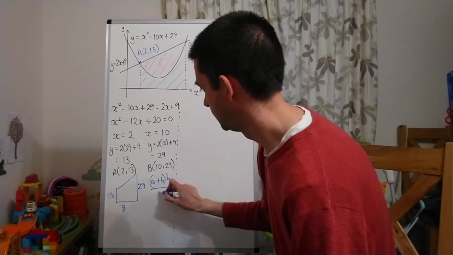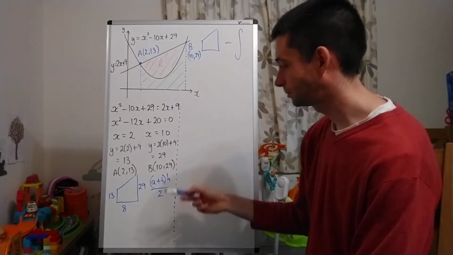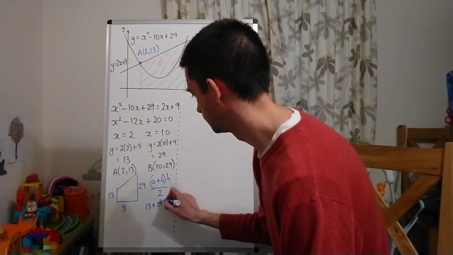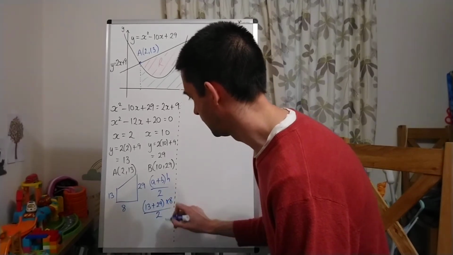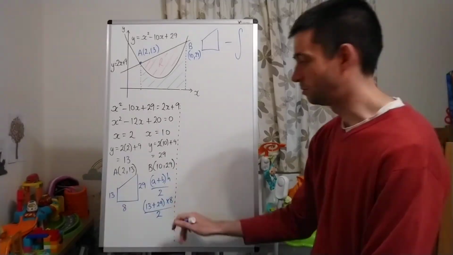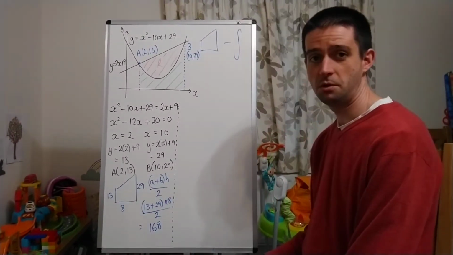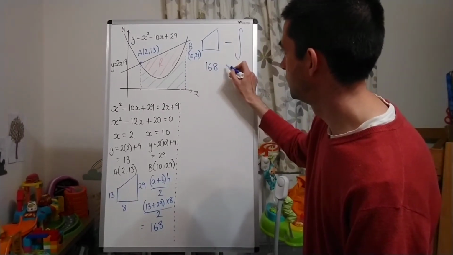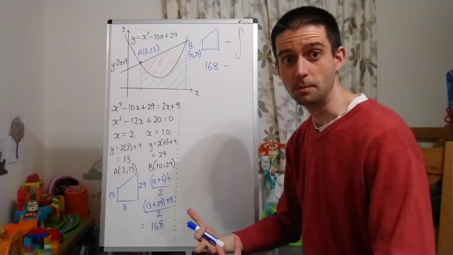Now, area of a trapezium, A plus B, times by the height and divide by 2, where A and B are the parallel sides. So if I do 13 plus 29, parallel sides, times by 8 and divide by 2, that gives me the area of this trapezium to be 168 units. So I'm going to jot up here 168, and I'm going to be subtracting the value of the integral. So keeping a record, I know what I'm doing, I know where I'm going.